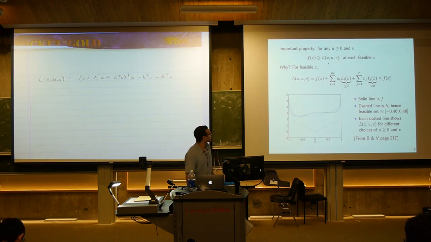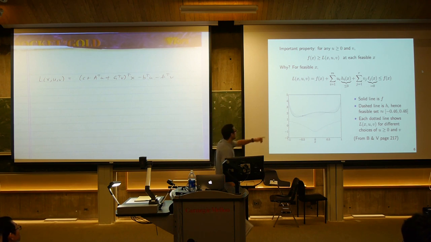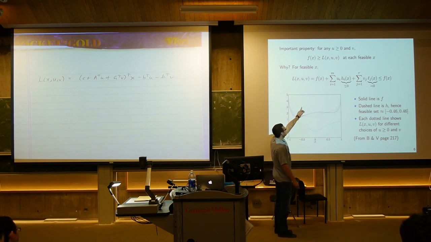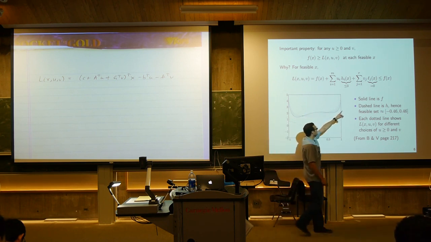So, we're going to be saying things like this. The criterion value is larger or equal to the Lagrangian for all u that are non-negative and all v, as long as x is feasible. Why? It's really the same idea we used for linear programs, which is to just write out what the Lagrangian is. It's the criterion plus the linear combination of dual variables and inequality constraint functions, and the linear combination of dual variables and equality constraint functions.